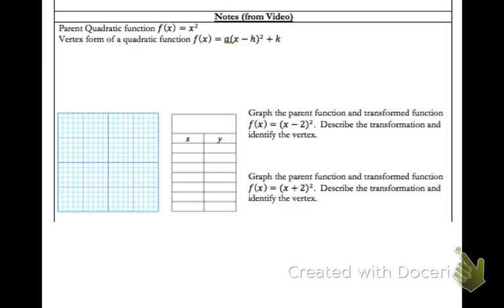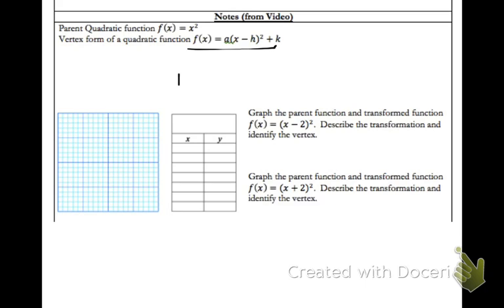So let's just graph a few of these. The parent function of this is f of x equals x squared. Again, that's the equation in its most basic form. And this is it in its vertex form, a times (x minus h) squared plus k. Again, a, h, and k are constant numbers, and x and f of x, or x and y, are the variables. So we're going to graph the parent function and then a transformed function. Let's start with f of x equals x squared.